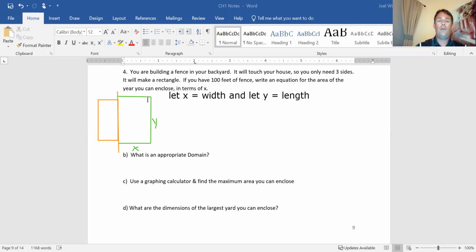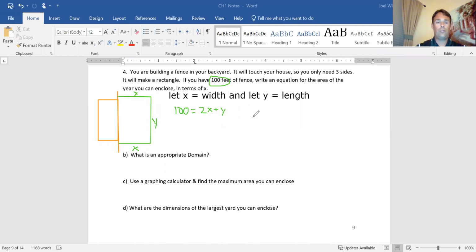So that means if that's x and this is y, by the way, that means that this right here is also going to be x as well. So our perimeter, our 100 feet of fence, has to be these two x's and this y. So we could say then that 100 is equal to both the x's and the y.